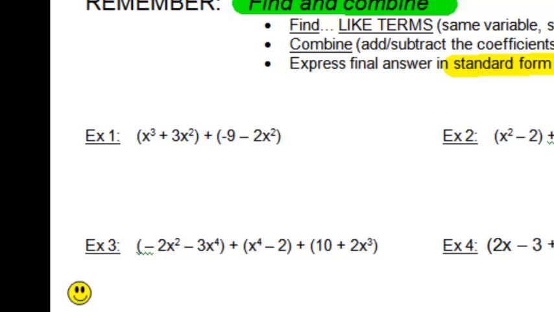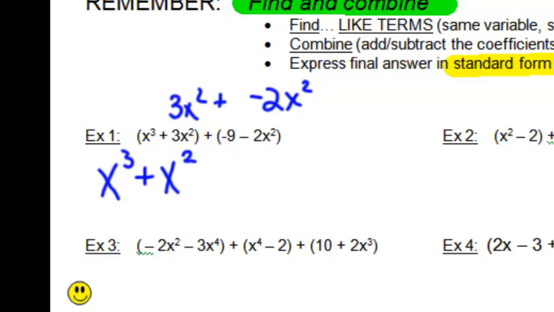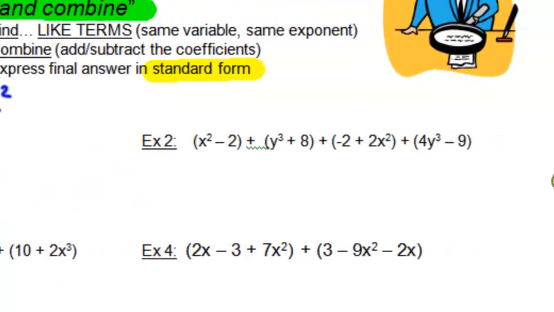x cubed plus 3x squared, and these are in parentheses. You'll see why in a moment. But this is all addition. So I'm looking at each of the signs that precede the term in order to determine whether I add or subtract. Well, I have an x cubed, and there are no other x cubes. Then I have a 3x squared, and I'm adding to the 3x squared a negative 2x squared. So that gives me a positive x squared. And then all that I have left is a negative 9. So I just write negative 9. You could write plus negative 9. It doesn't matter.